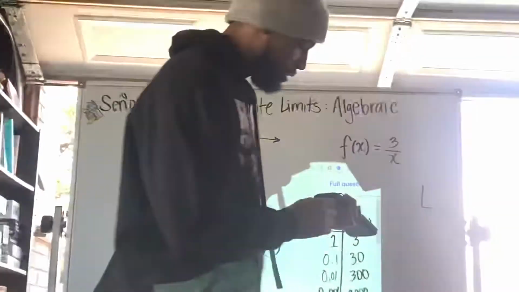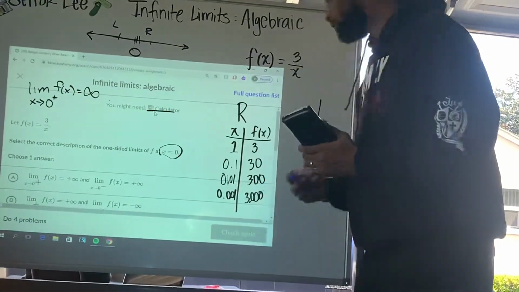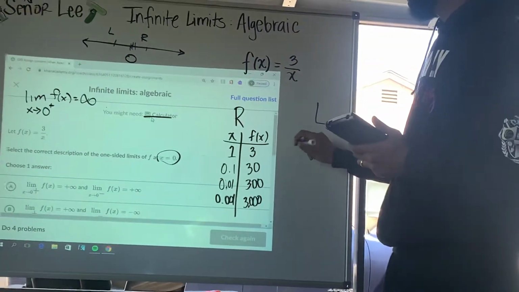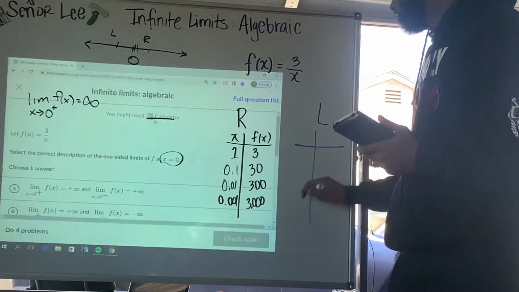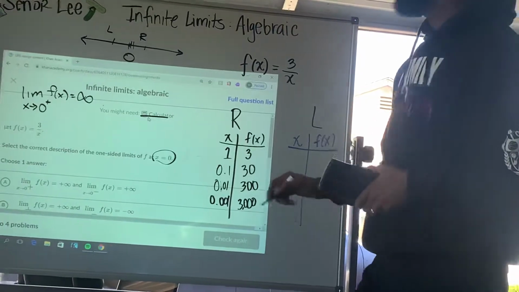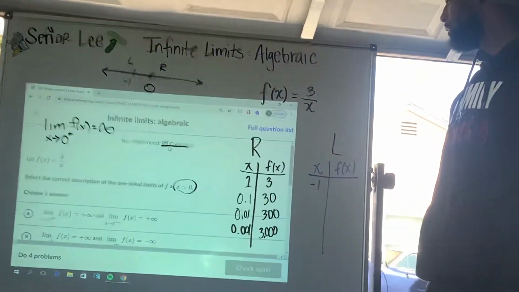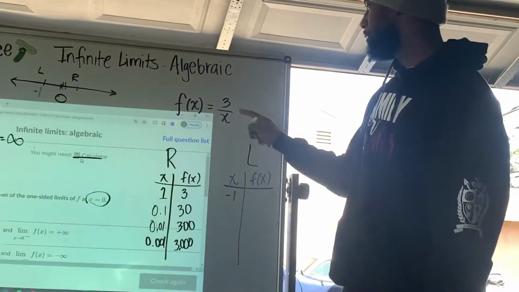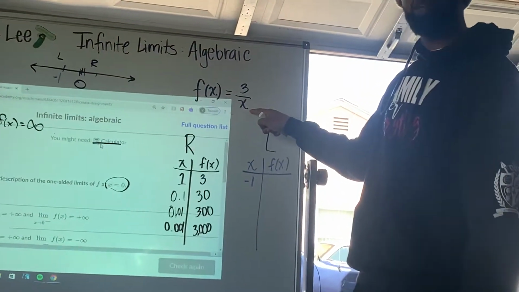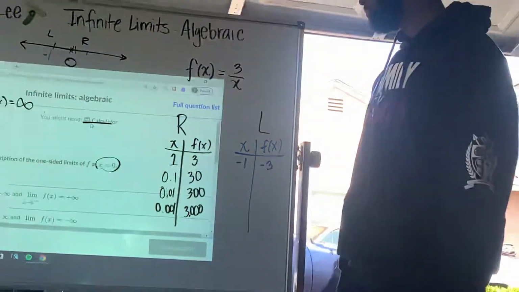Now I'm gonna check the left. Let's check the left. Use a different color. I got my x, I got f of x. I'm gonna start with -1. So I put 3 divided by -1 in my calculator. That's gonna give me -3.